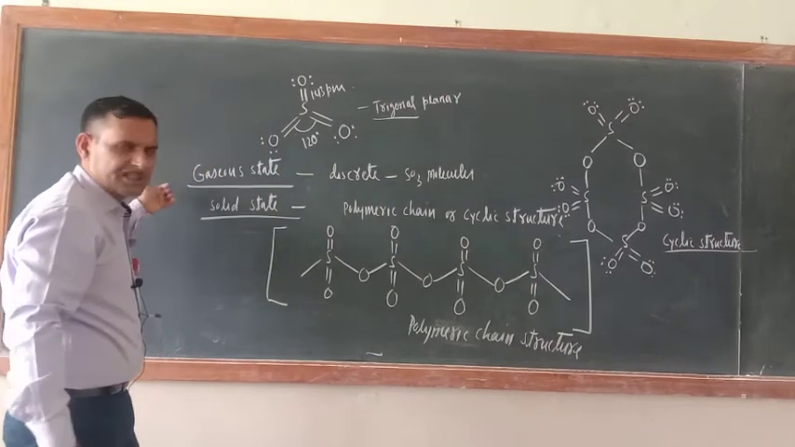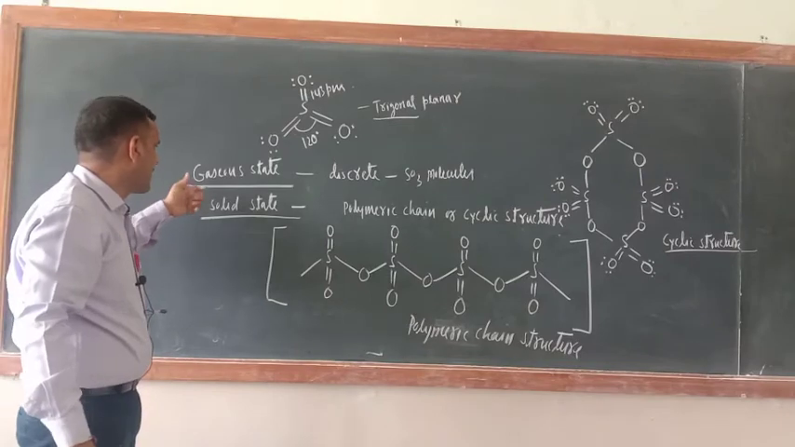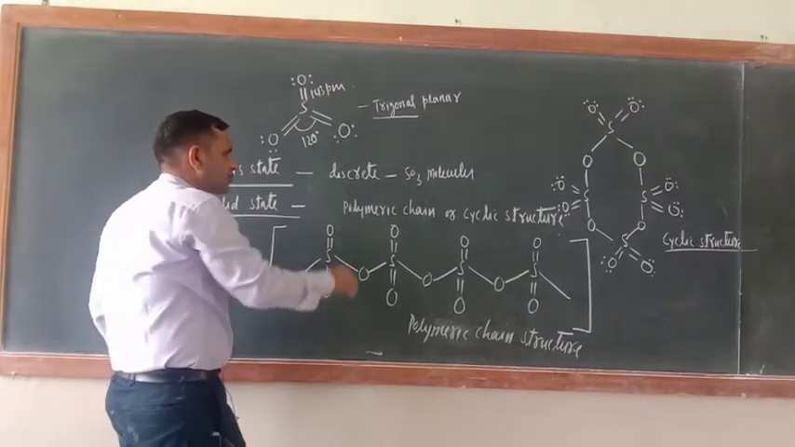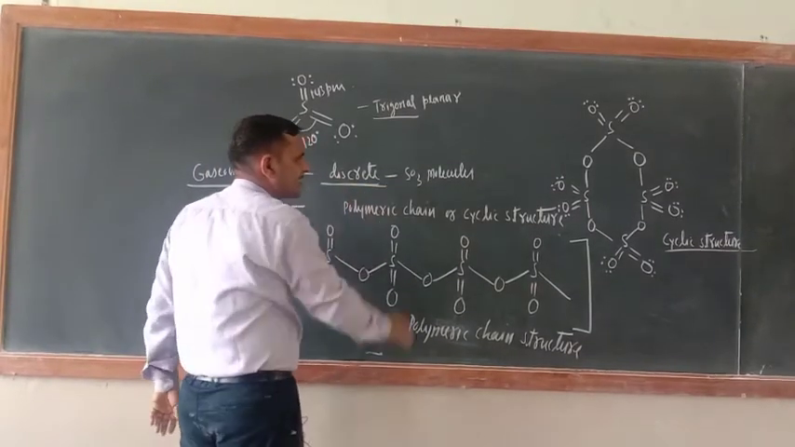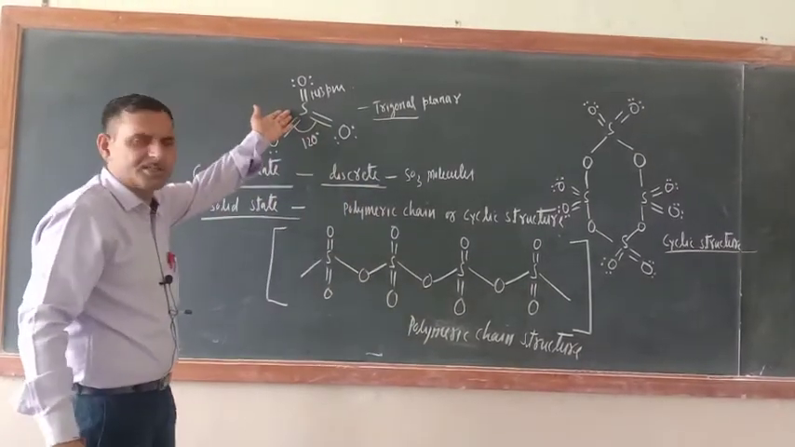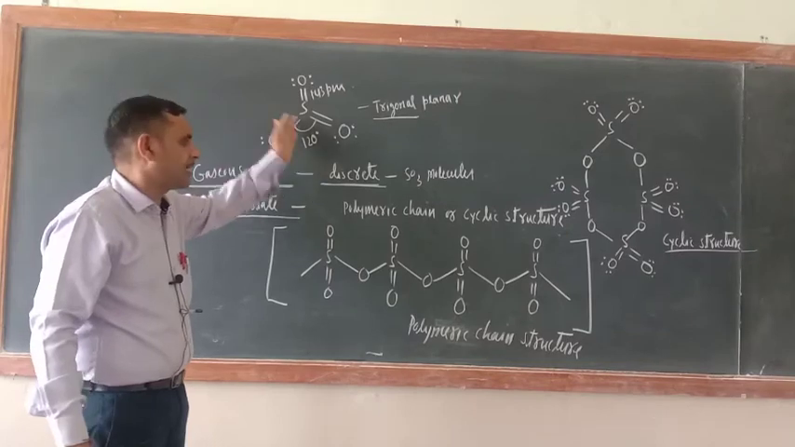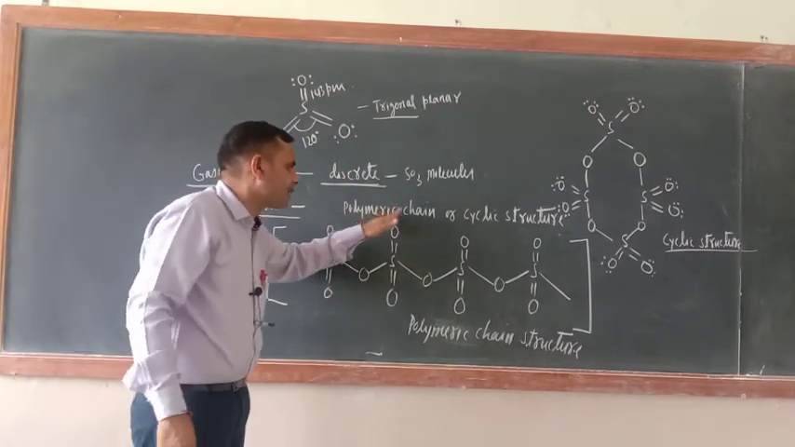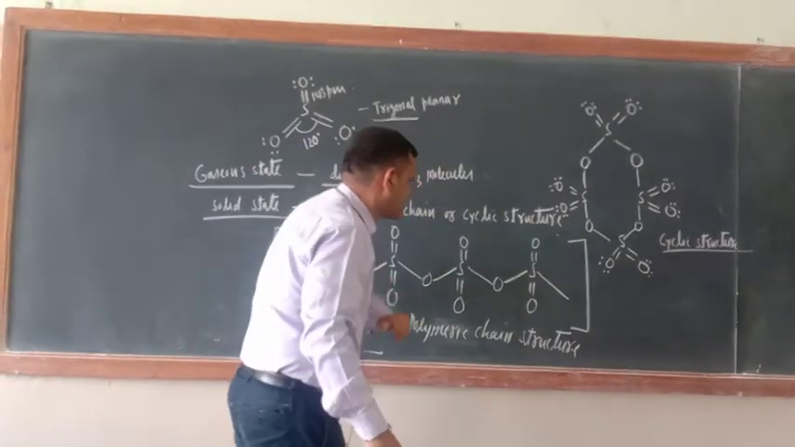Some other information related to SO3 is as follows. In gaseous state, SO3 molecules are found in discrete state. What is the meaning of discrete? This is only individual SO3 molecules, okay? But in solid state, it is found in polymeric chain or cyclic structure.